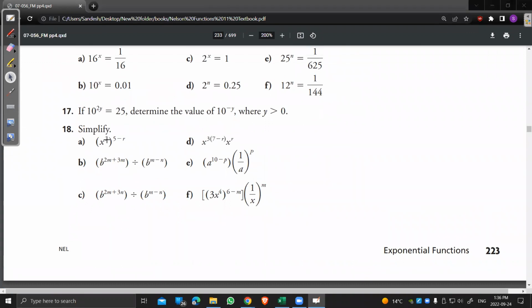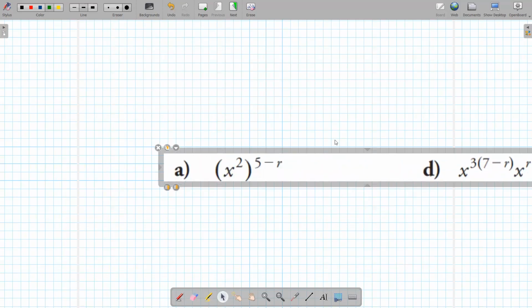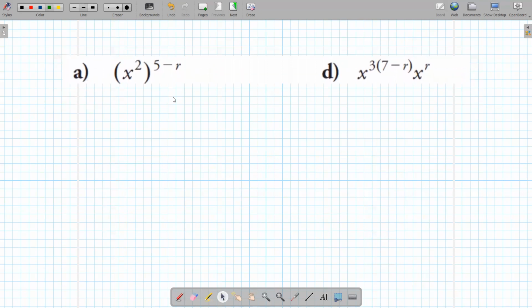Okay, let's try doing these guys. I know it looks a little bit intimidating, but it's not that bad. Like I said, there's only 3 rules. As long as you know how to apply them, you should be fine. Right? That's the idea. As long as you know how to apply the rules, you should be fine.